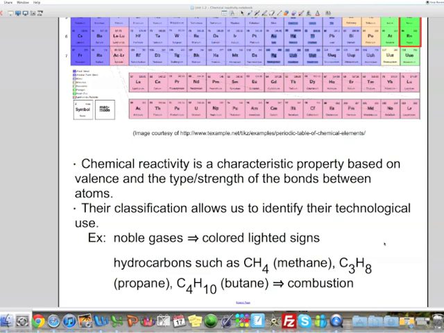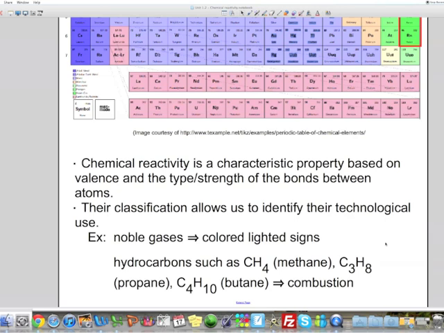Another type of use that we do based on characteristic properties is with hydrocarbons. So hydro for hydrogen, carbon for carbon, obviously. All the compounds that are formed of carbon and hydrogen in different amounts, different ratios, all have similar properties. So we have CH4 methane, for example, C3H8 propane, C4H10 butane. All of them we can use for combustion.